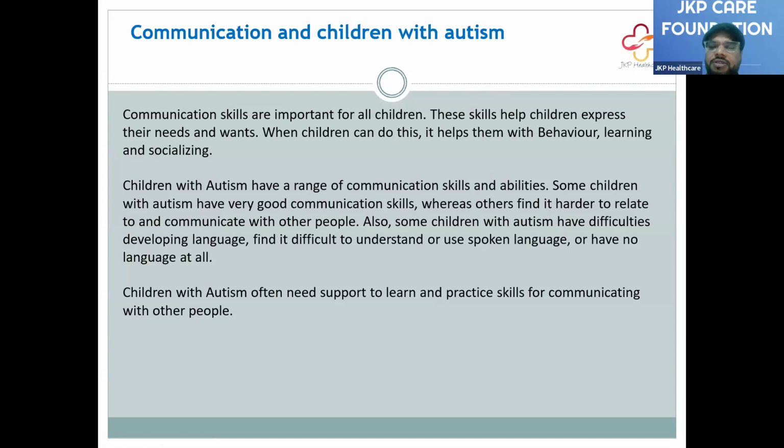Children with autism have a range of communication skills and abilities. Some children with autism have very good communication skills, whereas others find it harder to relate to and communicate with other people. Also, some children with autism have difficulties developing language, find it difficult to understand or use spoken language, or have no language at all. So some children are verbal, some are semi-verbal, some are non-verbal. Some communicate through gestures.